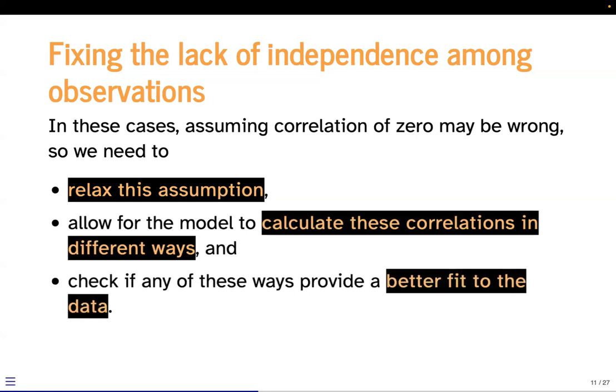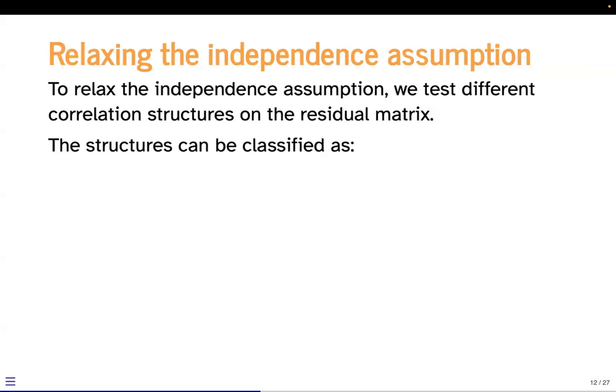And once we do that, so we allow our model to try different correlation structures on that error matrix, then we check to see which one of those models did the best job at this. And then that's the one that we select, and then we move forward with inference. So we're basically relaxing the assumption, checking a whole bunch of ways to calculate that correlation, and then choosing the best model from that point on.